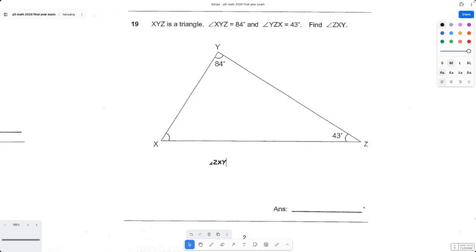ZXY is equal to 180 minus 84 minus 43. I'm going to break this down a bit more. 180 minus 84 should be 96, right? And then minus 43 should give us 53, right? 53 degrees. So the answer to this is 53 degrees.